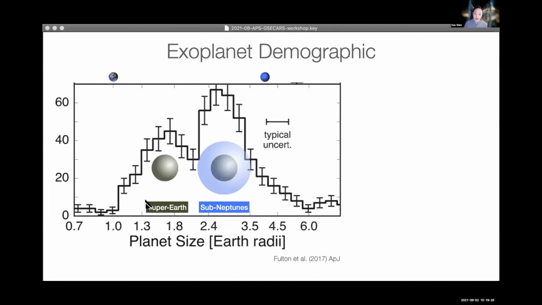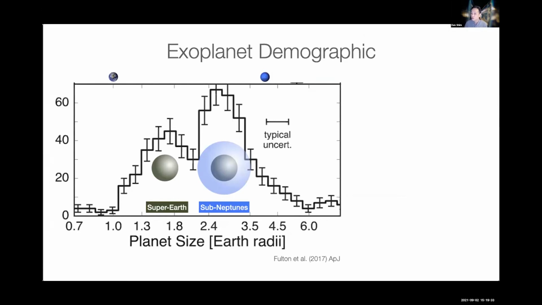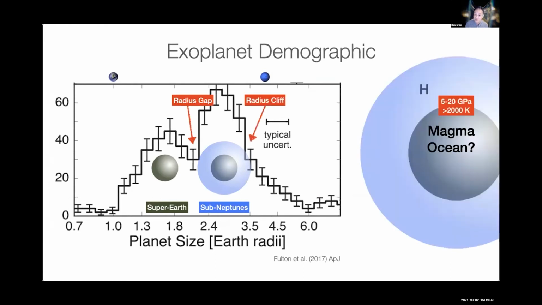In exoplanet science, there are many planets now documented, as shown by this histogram between Earth and Neptune. We now call them super-Earths and sub-Neptunes. Sub-Neptunes so far represent the most common type of exoplanet in our galaxy. So it's an important object.